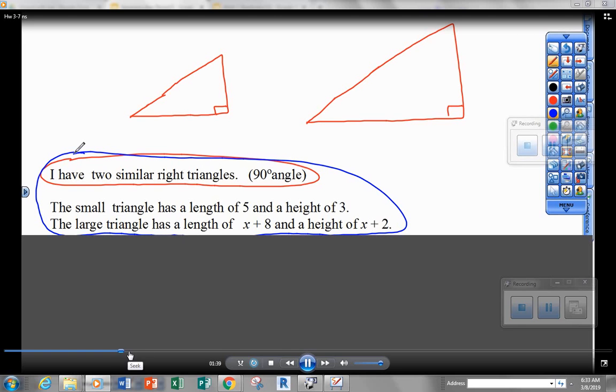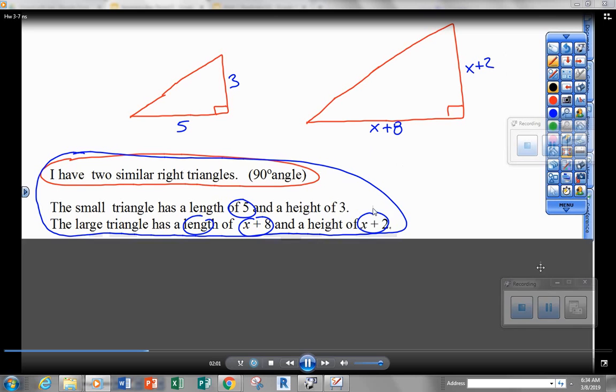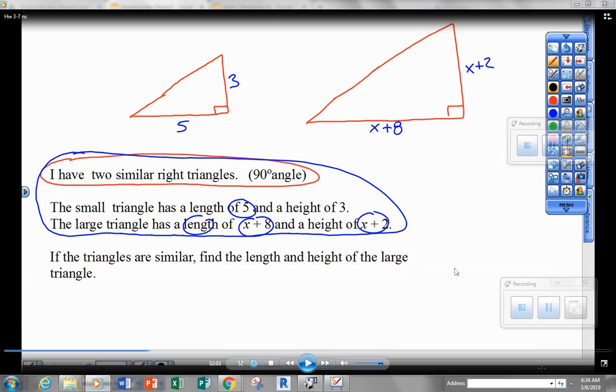So here I go. The next triangle, the big triangle, has a length that's not a number but shown as a little expression here, x plus 8. The other one is shown algebraically as an expression x plus 2. So again, the length and the height. Now I want you to read the whole thing again and see what this is asking me for.